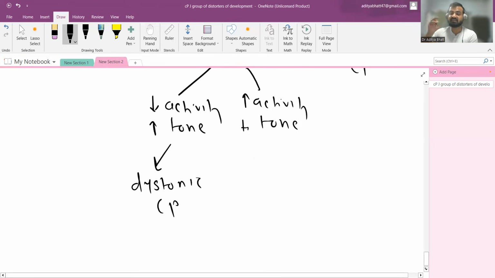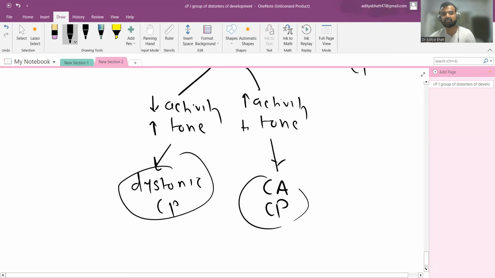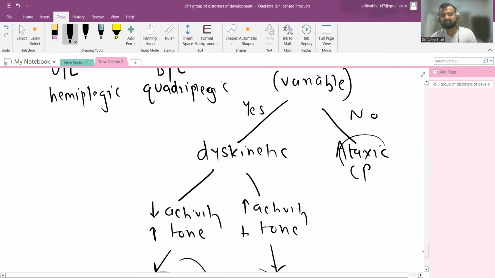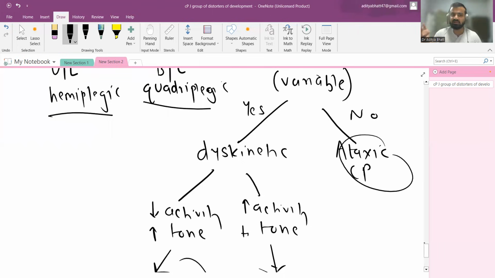But if there is increased activity, then it is choreoathetoid CP. Choreoathetoid CP, and that you have to remember. So this is how you diagnose each and every type of CP: choreoathetoid, dystonic, ataxic, bilateral quadriplegic, unilateral hemiplegic. If bilateral upper limb and lower limb are involved, then it is quadriplegic. If only one type of limb is involved, it is diplegic CP. So that is very important.